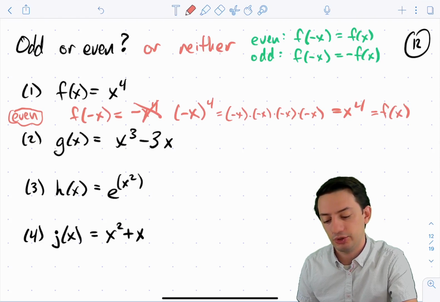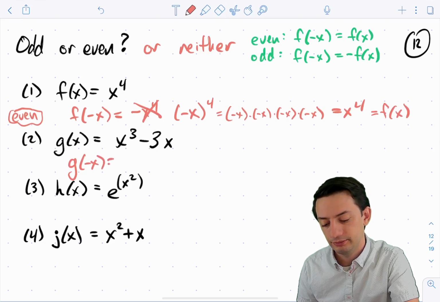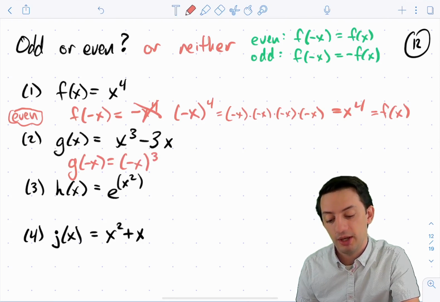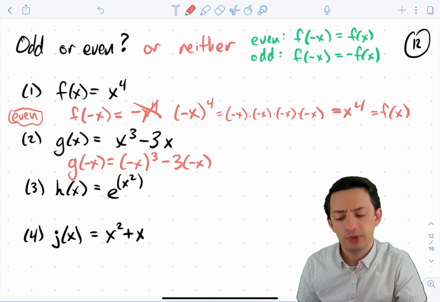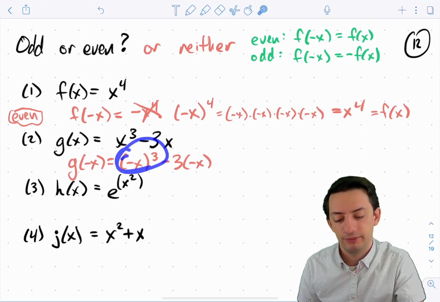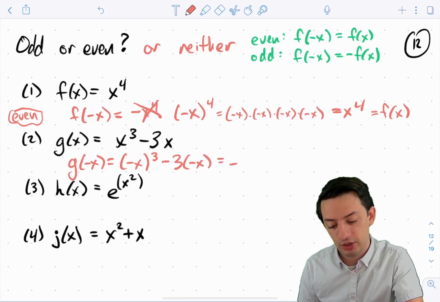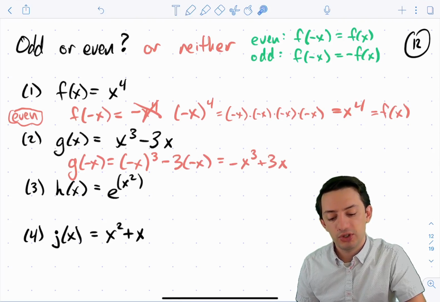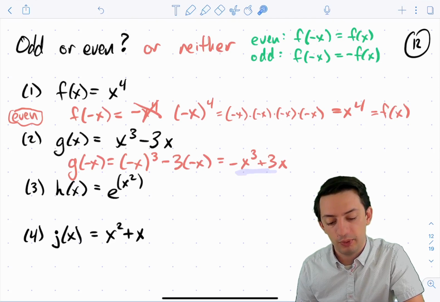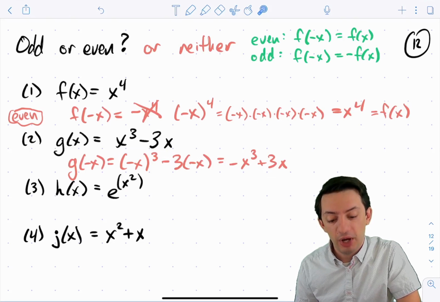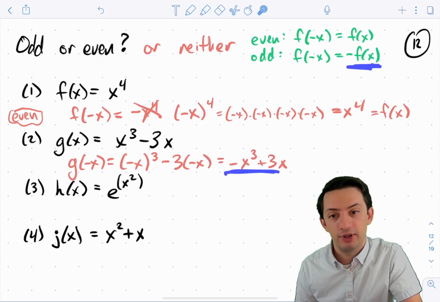Okay, moving on. Let's do g of -x. Again, we have to make sure that our grouping is correct. This is (-x) cubed minus 3 times (-x). So what happens when you have 3 negative signs? Negative times negative times negative is negative. So we get -x cubed plus 3x. And our question is, is this the same as what we started with? If so, it would be even. Well, no, it's not the same. But is it negative of what we started with?